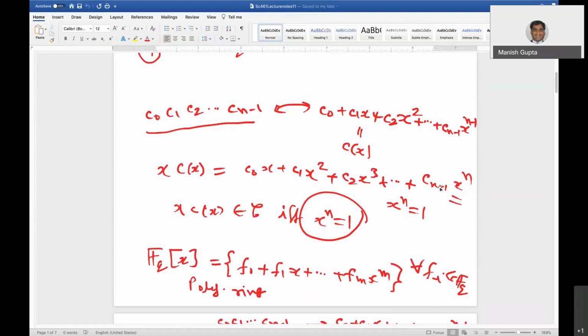Now this will again be in C, provided that there is no degree n term here, so x to the n should be 1, and only then it is possible. So x times C(x) is a code word if and only if x to the power n is equal to 1, and this gives a condition: when we do this mapping of code words or vectors, we get a polynomial ring.